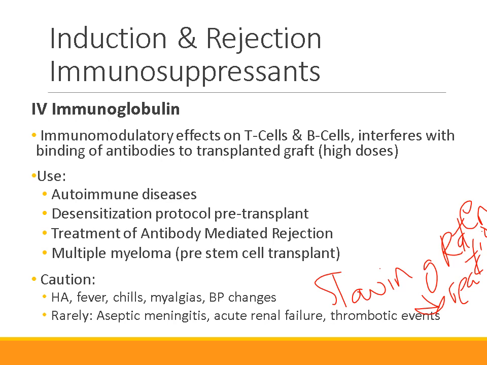Rarely we can see some more serious adverse drug effects, including aseptic meningitis. Aseptic means there are no antigens there, right? There's no pathogen causing the meningitis. It's not viral, it's not bacterial, but we still have meningitis. There's inflammation of the meninges, even though there's not an infection present. We can see some acute renal failure and then thrombotic events.